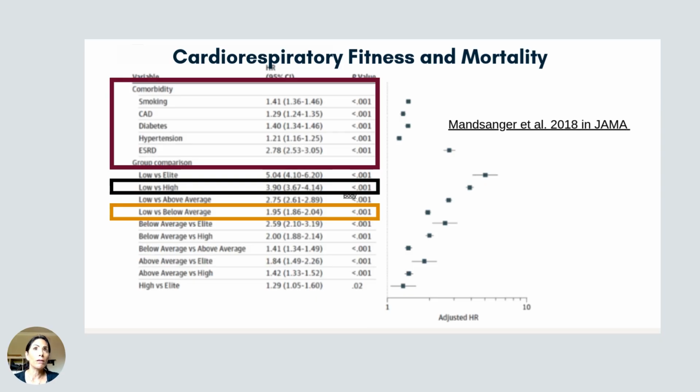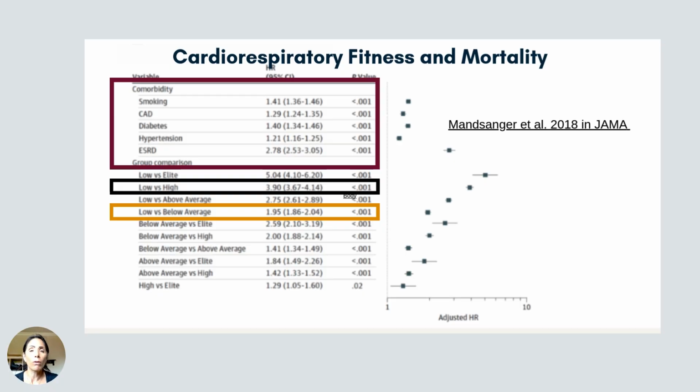Now with fitness, they looked at things differently because you're not fit or not fit. They had to find a way to classify the people. So what they did was they looked at their VO2 max and they said, let's divide them into quartiles. The bottom quartile, under the 25th percentile, or the lowest of the group, was low fitness. They categorized below average fitness as being between the 25th and the 50th percentile of the cohort. And then if you were above average for your fitness level, you were in the 50th to 75th percentile, and above the 75th percentile, you were in the high fitness category.